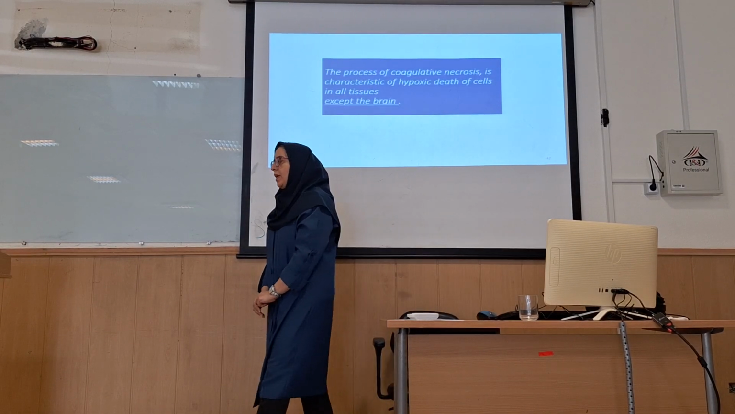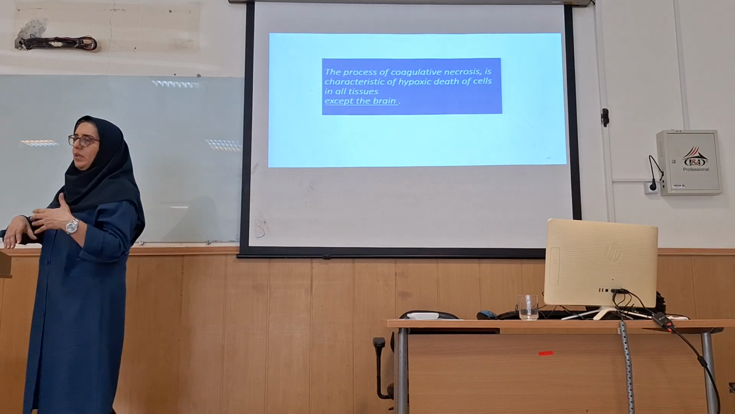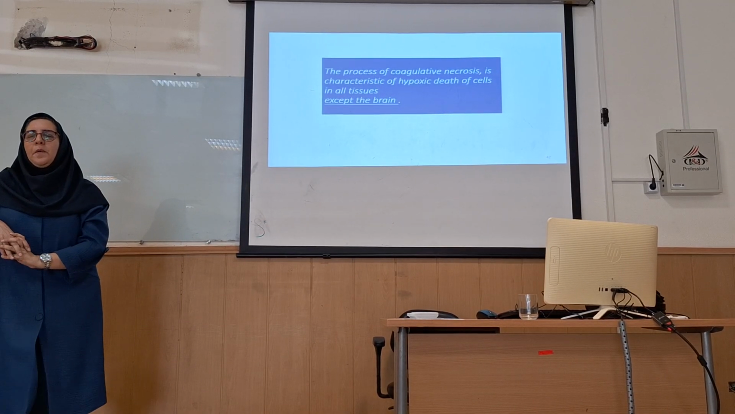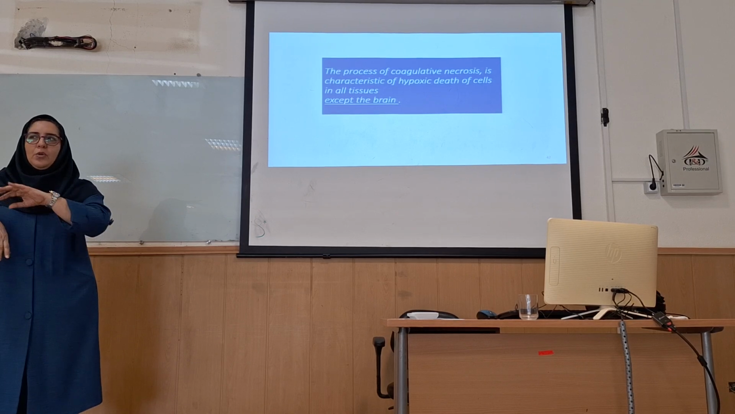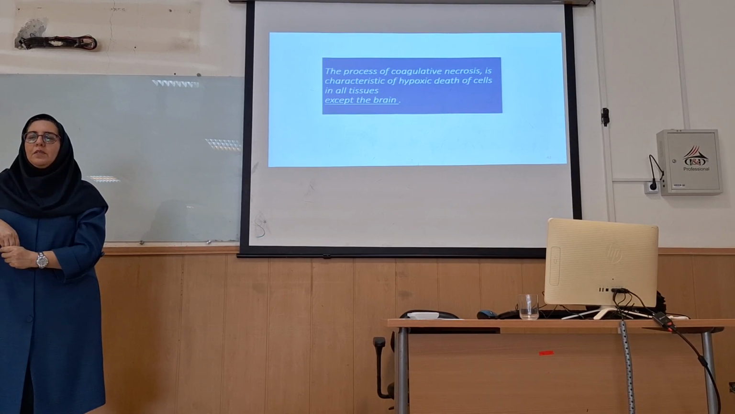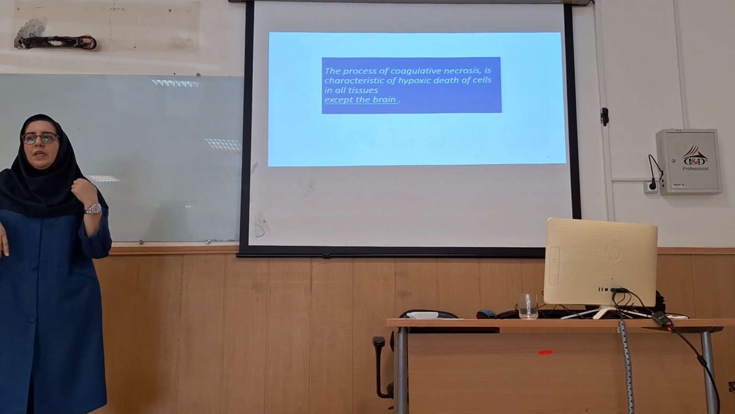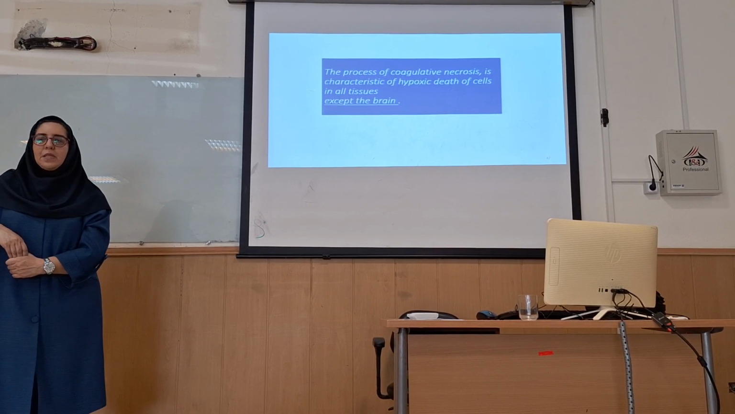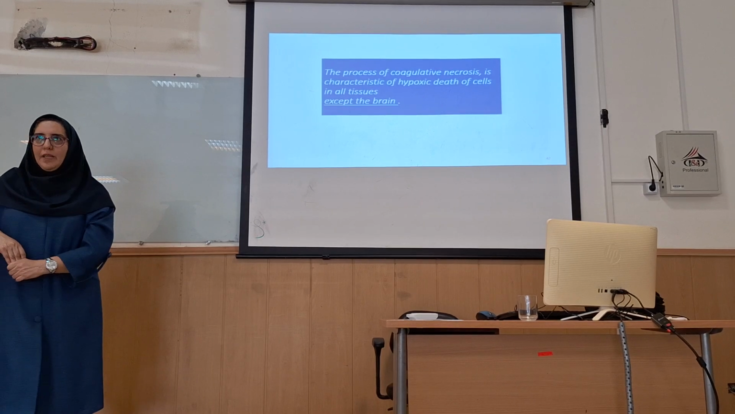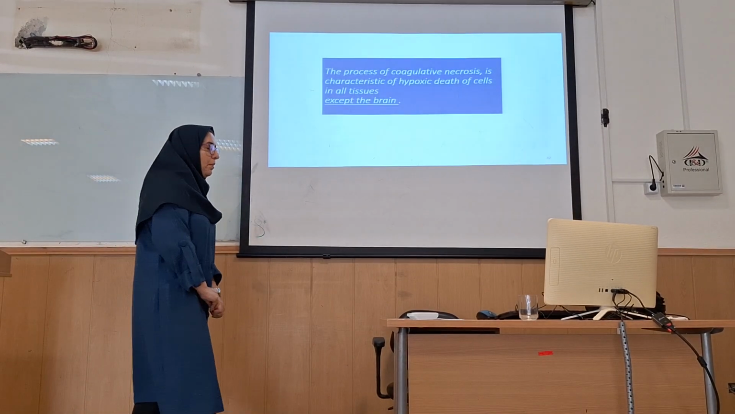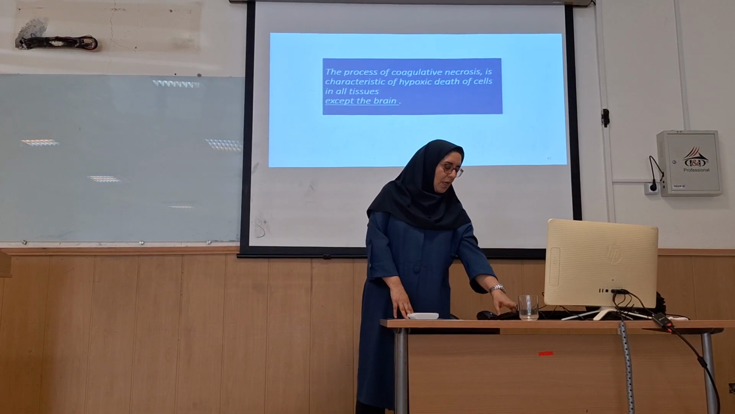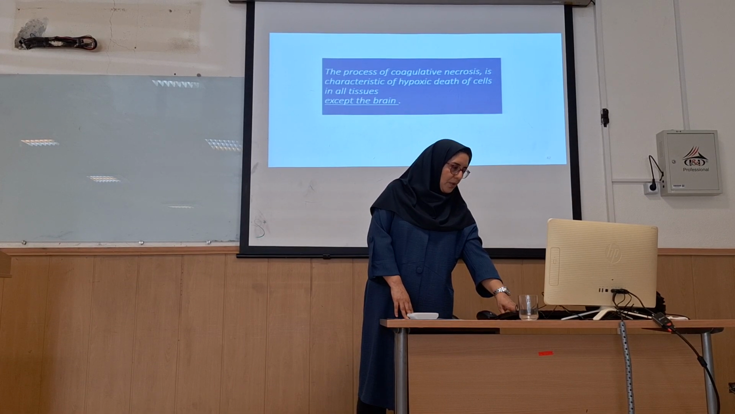When we have ischemia and hypoxia, ischemia is common. We have coagulative necrosis in all tissues, but we have one exception. The one exception is the brain. The brain, after ischemia, doesn't have coagulative necrosis. In the brain, after ischemia, we have another type of necrosis. It's liquefactive necrosis. Its etiology is unknown.